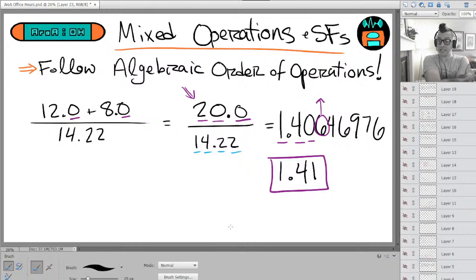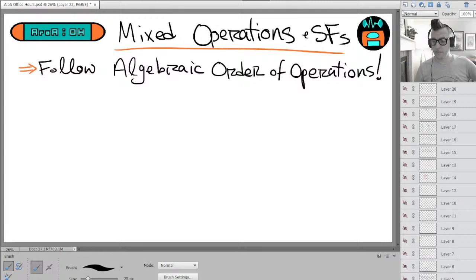All right, and we got to this answer with the correct sig figs by applying first the rules for addition, which is in our numerator, followed by the rules for division. All right, let's do another example.